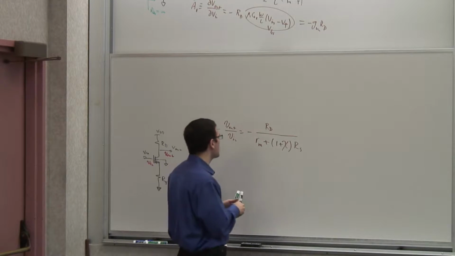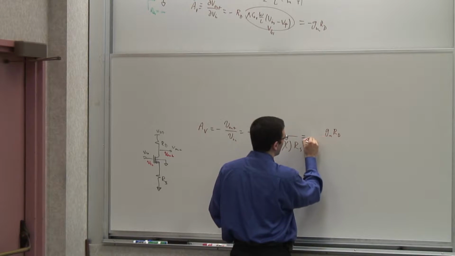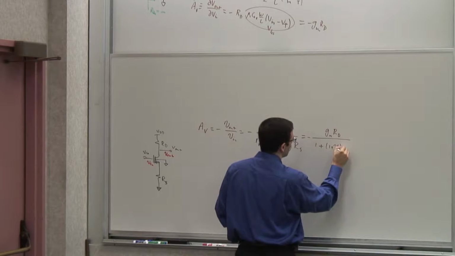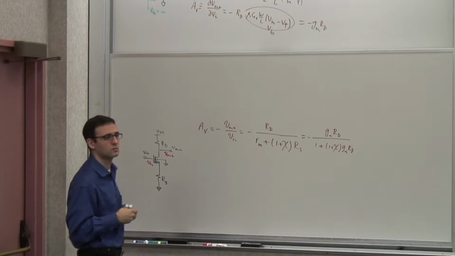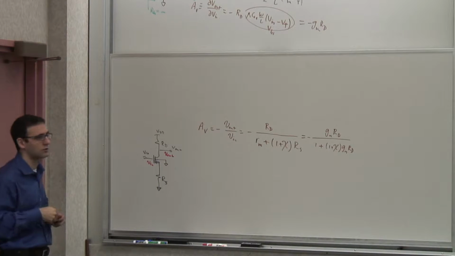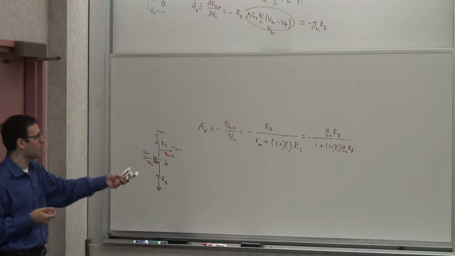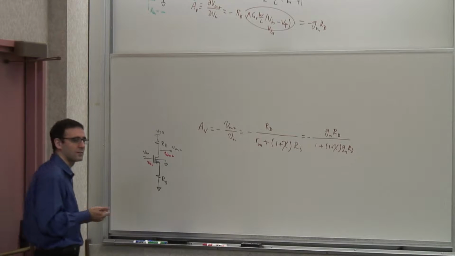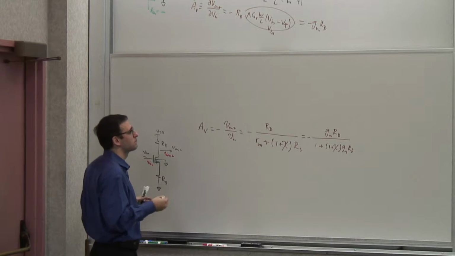Now there's another way of showing the same result, which is basically by showing this as GM RD over 1 plus chi GM RD. More similar to what the textbook uses. They're the same thing. I'm just multiplying both numerator and denominator by GM. You know that Rm is 1 over GM. Okay, so that was the gain.